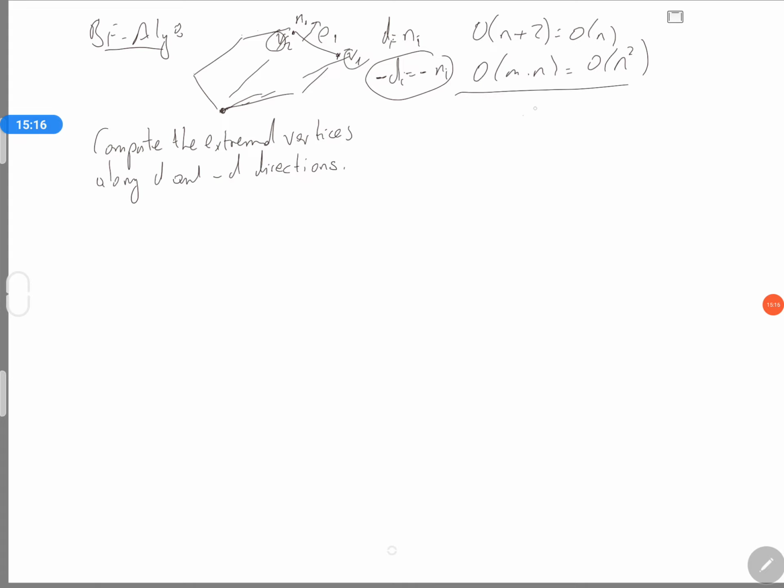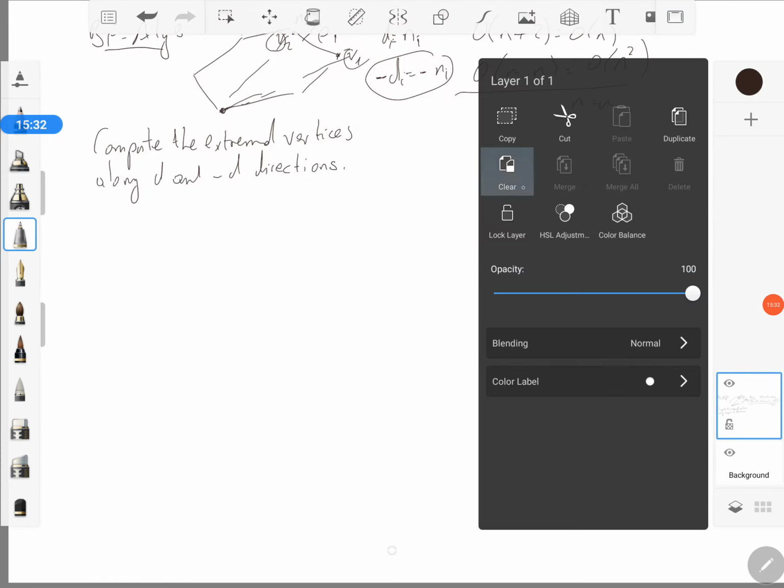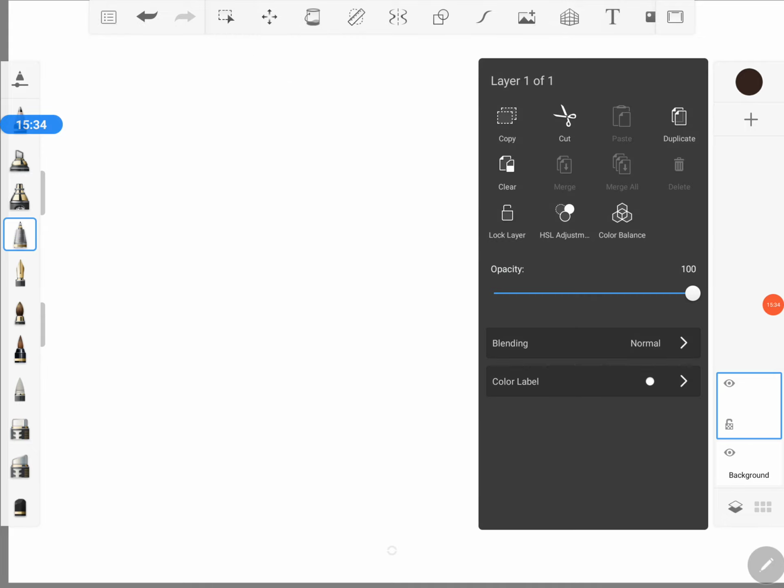So what does this mean? Since m equals n, we have n vertices, and hence the number of edges will be the same as the number of vertices, and this is an order of n square algorithm. So what do we have to do now? Now we will look for a better algorithm, and here comes the important step.